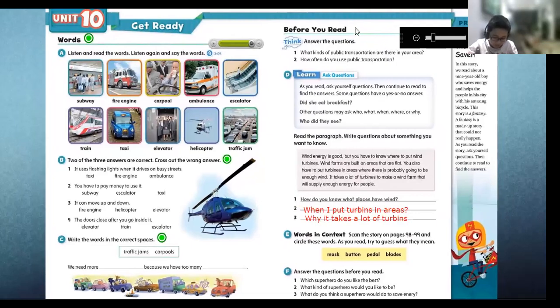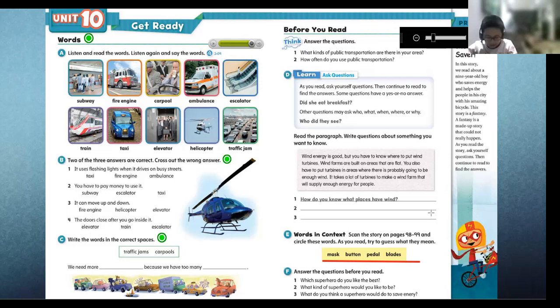Now here, I want you to look for the meaning of these words. We have mask, button, pedal, and blades. Do you have any idea what mask is? Yes, it's common for COVID-19. People wear masks during this pandemic, during this COVID-19.